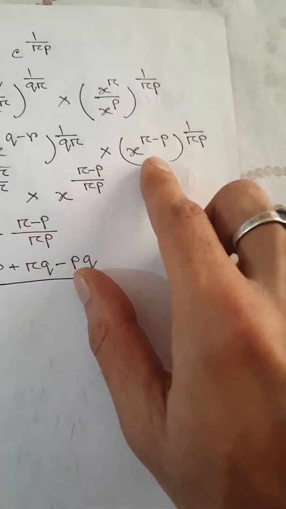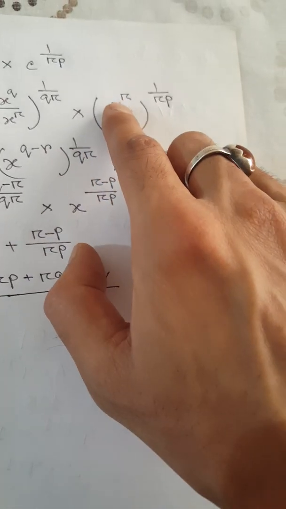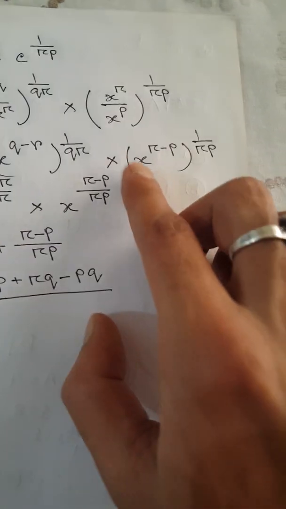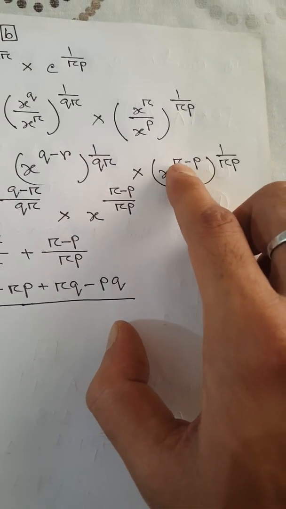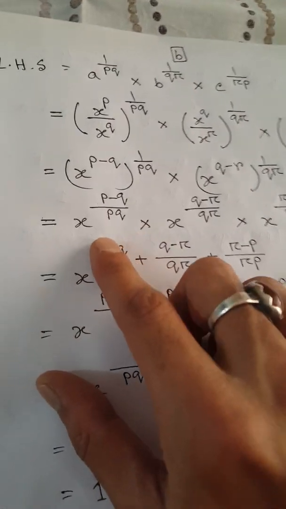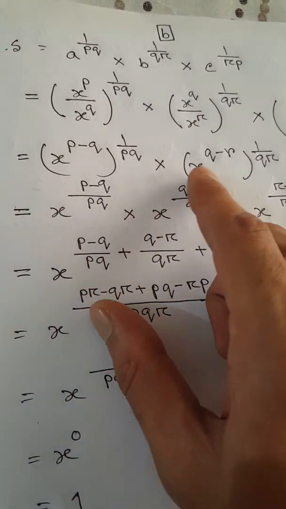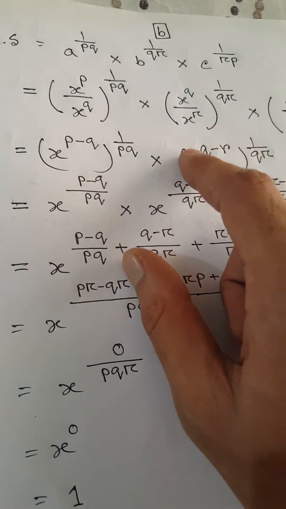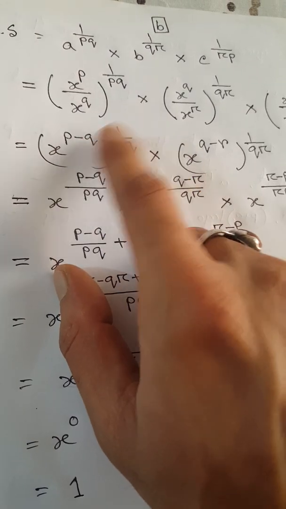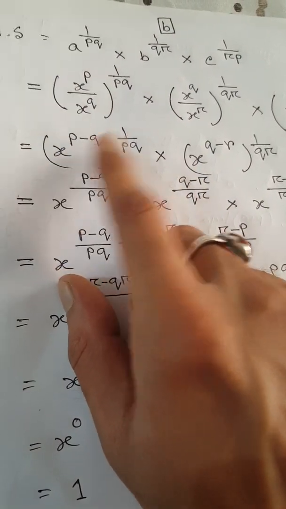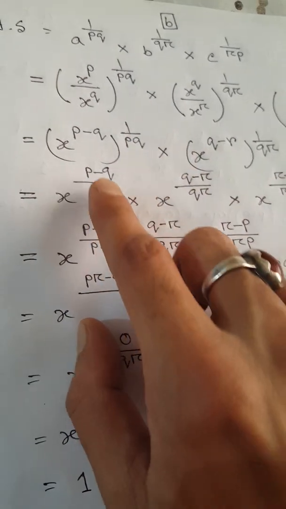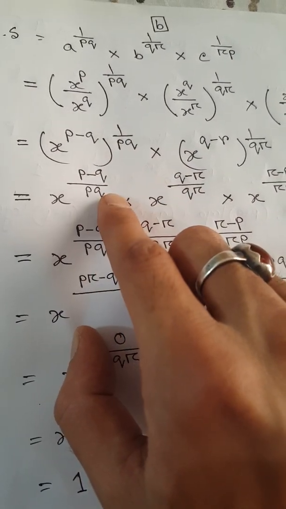Similarly, we do the same thing here. The x bases are the same and there is a division sign, so we write one base x and the powers are subtracted, r minus p. Again, as in question A, we see that the powers will be multiplied if there is only one base. So p minus q and 1 by pq will be multiplied. It will become p minus q divided by pq.